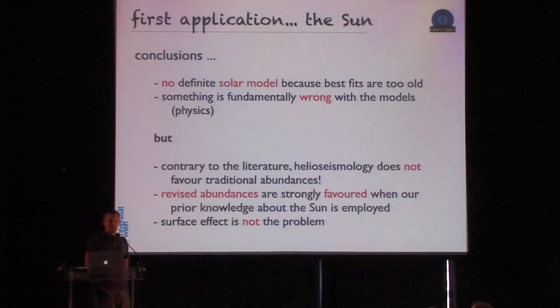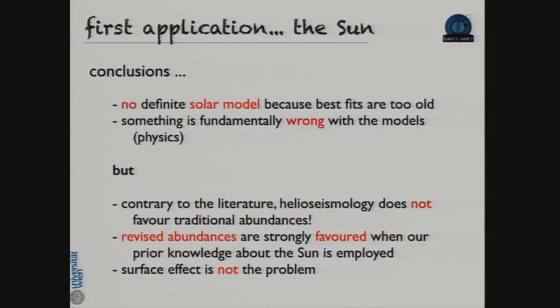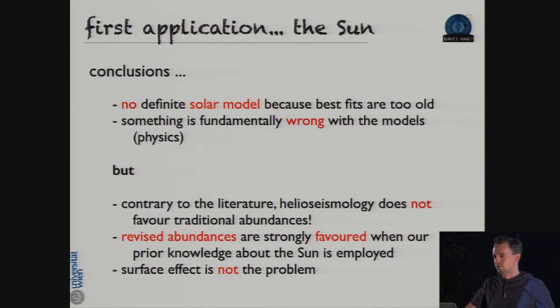So, okay, the conclusions of this exercise were that we still don't have a definite solar model, because the best fits we have right now are still too old and they don't reproduce all of the observations. So what does that mean? There has to be something fundamentally wrong with the models. However, there are also a few nice results.